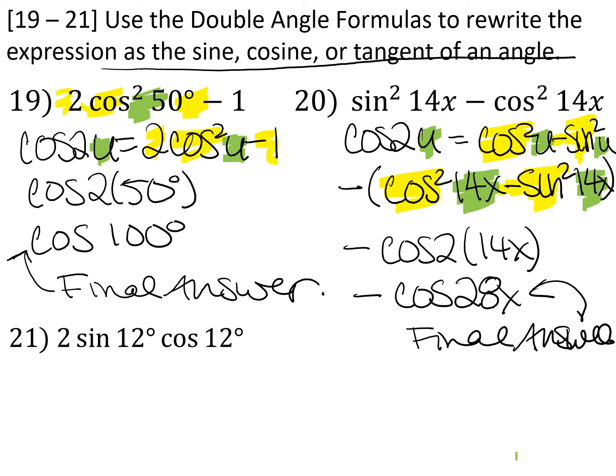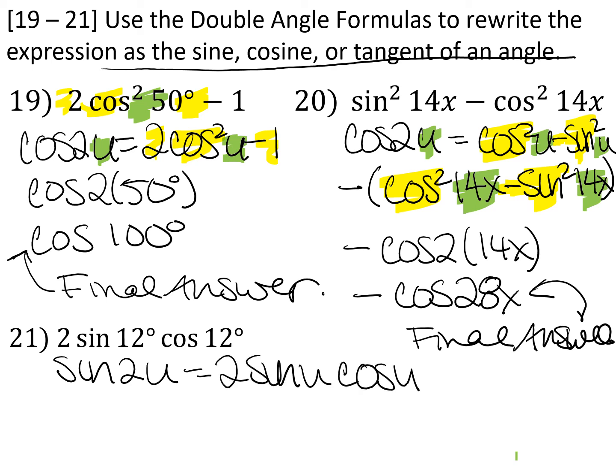Okay, here this looks just like the double angle identity sine of 2u equals 2 sine u cosine u.